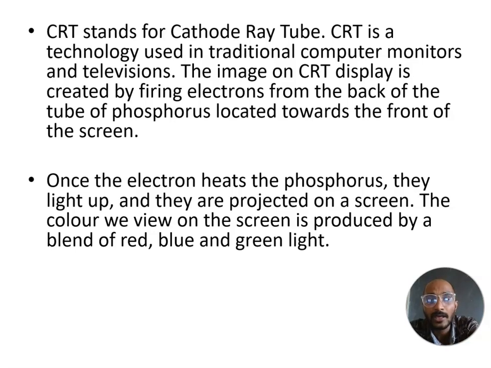The color we view on the screen is produced by a blend of red, blue and green light. One thing we have to remember is that whatever we are observing on the screen, we see various types of color on the screen of monitors or computers. The basic thing is that all the colors are made up of three basic colors, that is red, blue and green. These three combine together and produce millions of colors.